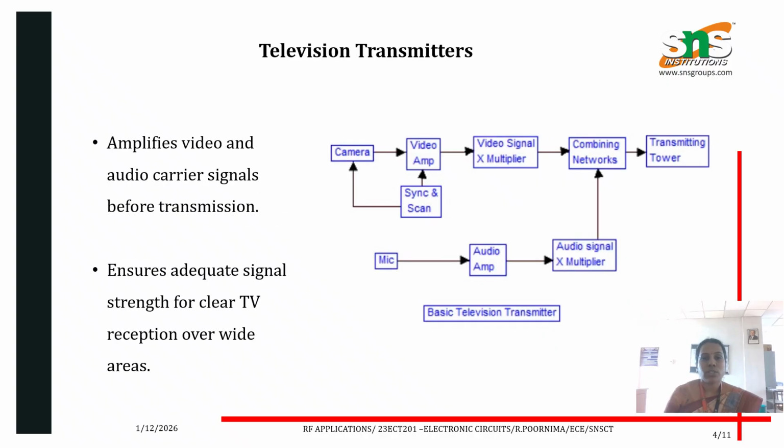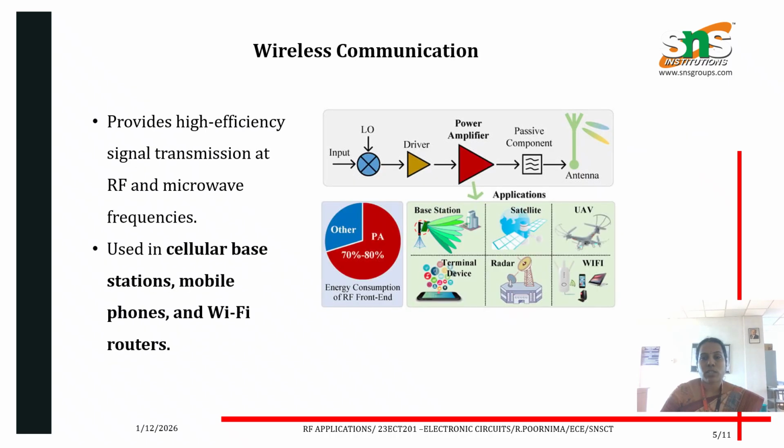Next is the television transmitter. In this, power amplifiers are used to amplify the video and audio carrier signals before transmission. So it is used to ensure adequate signal strength, to obtain clear TV reception over wide areas. At the transmitter section, we have audio amplifiers and the signal is given to the transmitting tower. Before that, it is processed using the video amplifier. So these are the various applications in television transmitters.